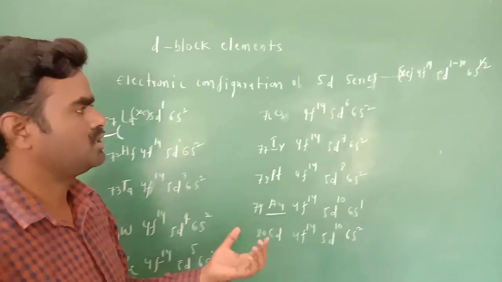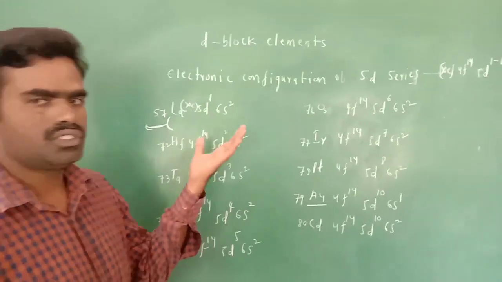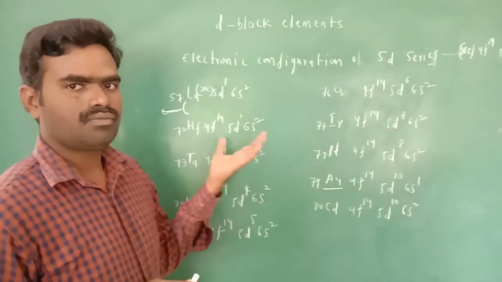This is the difference between the 3d to 4d, and 4d to 5d electronic configurations.